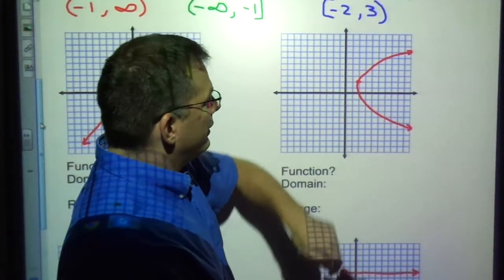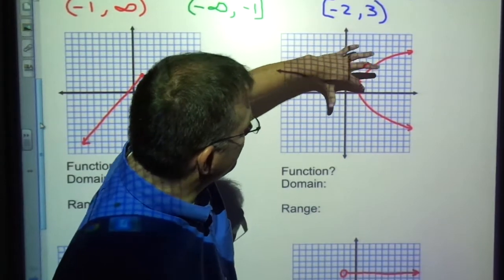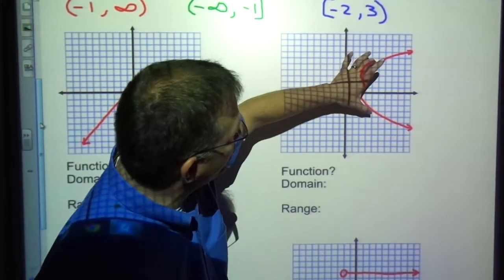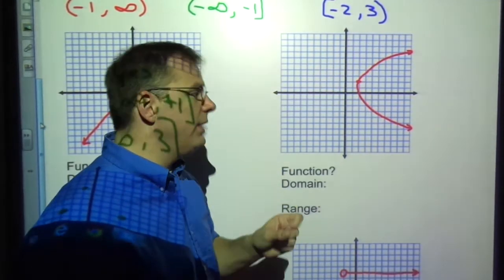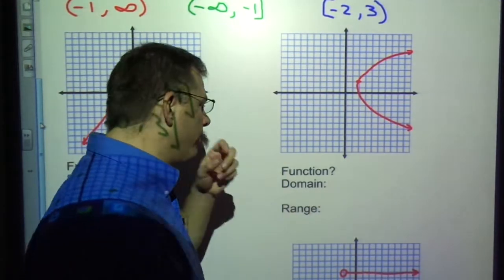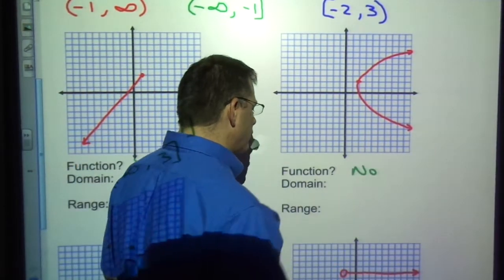Yeah, like right here. Because this x value of 1, 2, 3, 4, 5 has a y value here and also a y value here. So that one input has more than one output. So this is not a function.